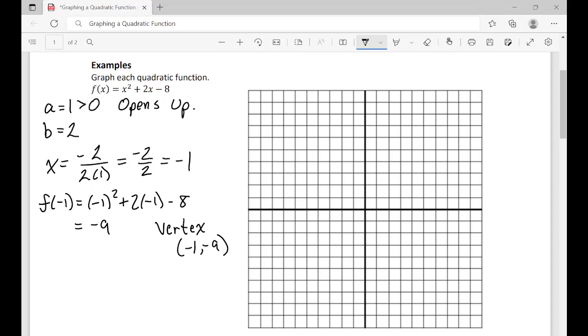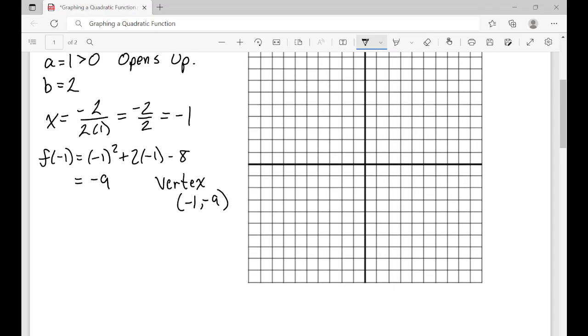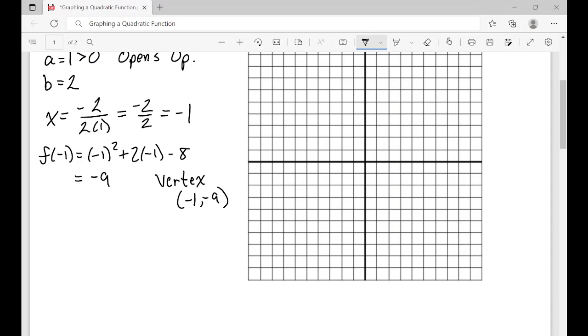And now we've got to find the intercepts. So the intercepts are going to be where we set the function equal to 0 and solve. That'll give us the x-intercepts, and then we're going to put 0 in for x and get our y value, which will give us the y-intercept. So first things first, take our function, set it equal to 0, and we are going to find the x-intercepts. So factor this out.